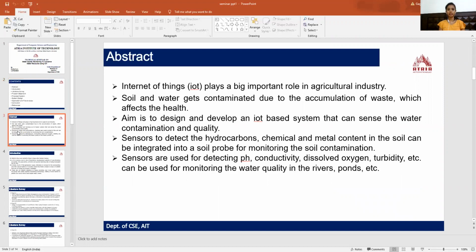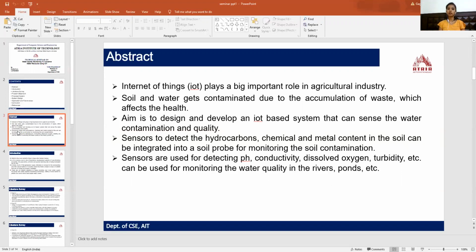Internet of Things, that is IoT, plays a very important role in the agricultural industry. The soil and the water get contaminated due to the accumulation of waste, which affects health. The main aim is to design and develop an IoT-based system that can sense water contamination and quality. Sensors are used to detect the hydrocarbons, chemicals, and metal content in the soil and can be integrated into a soil probe for monitoring the soil contamination.